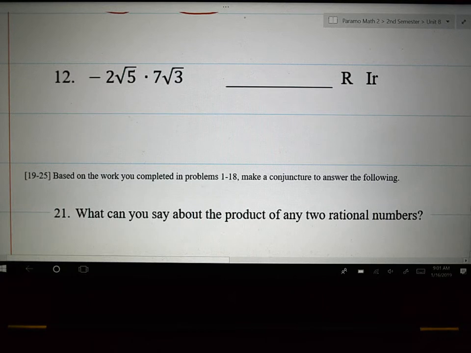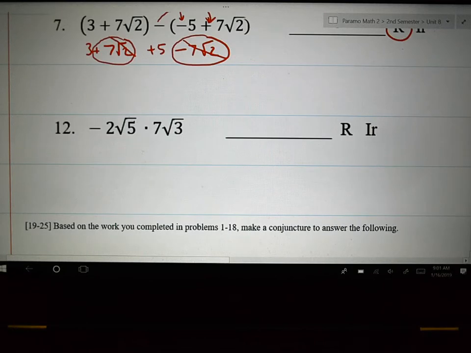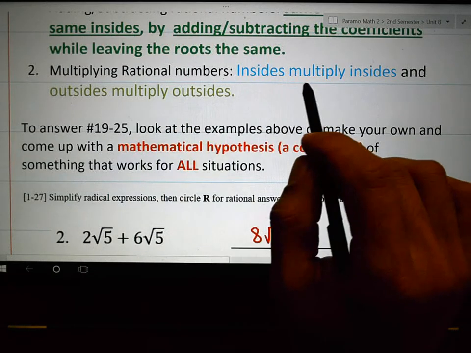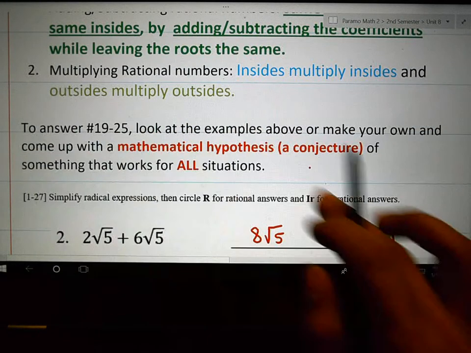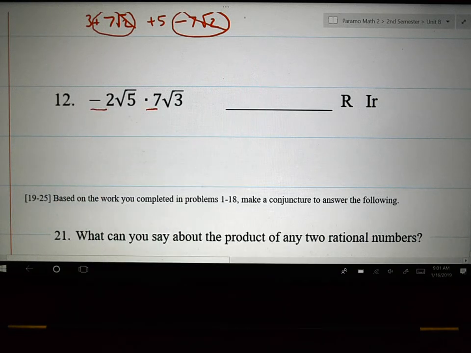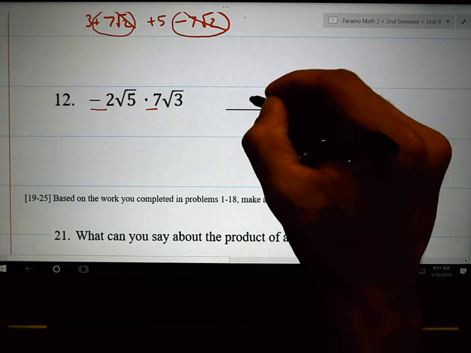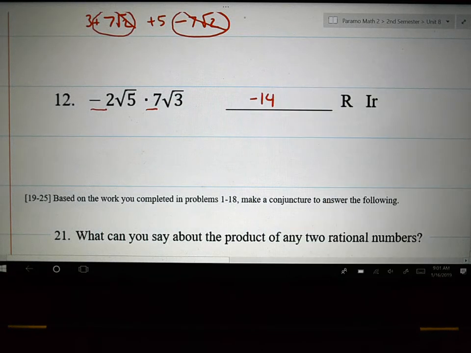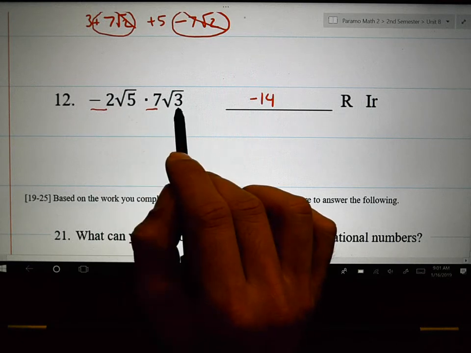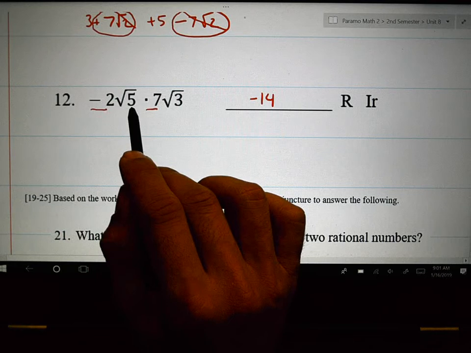My last example from the first half of the worksheet is number 12. Negative 2 root 5 times 7 root 3. When you're multiplying radical numbers, insides multiply insides and outsides multiply outsides. What does that mean? That means that these are on the outside. They multiply each other. Insides would multiply the insides of the radicals. Root 5 times root 3. There's no pair. It doesn't break down to anything.